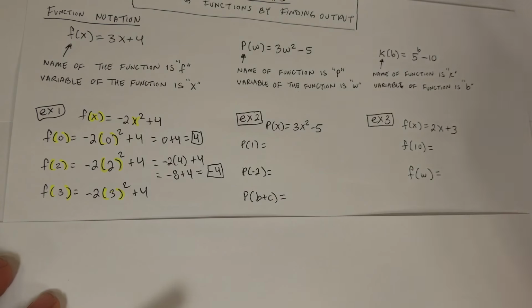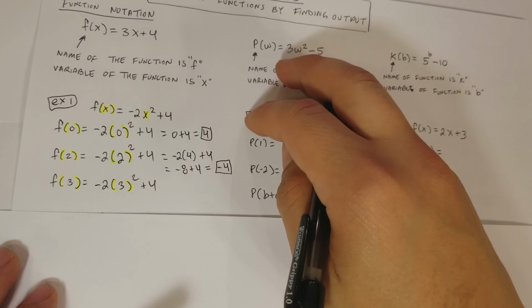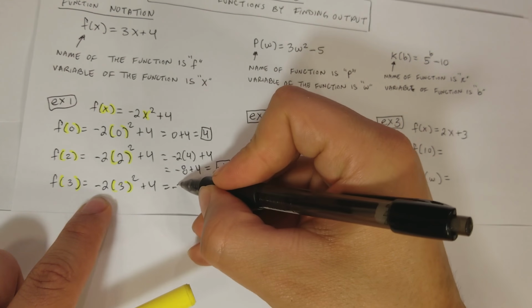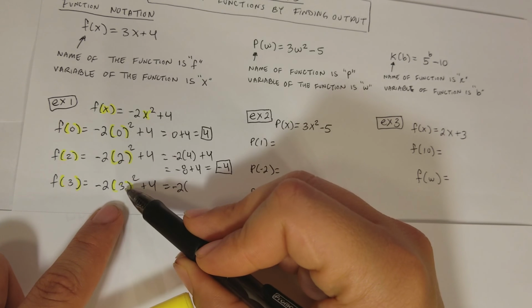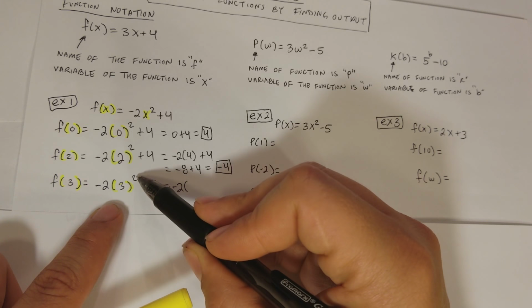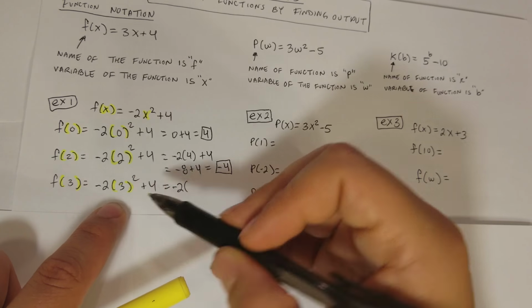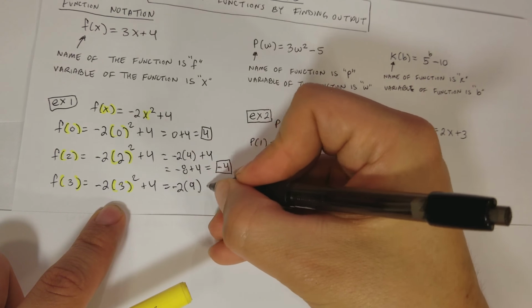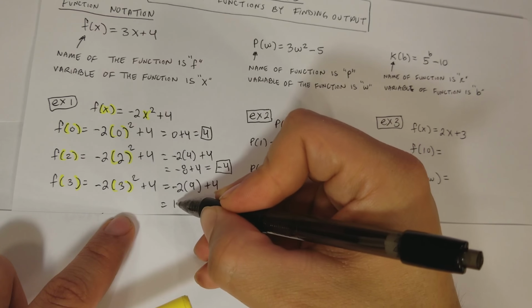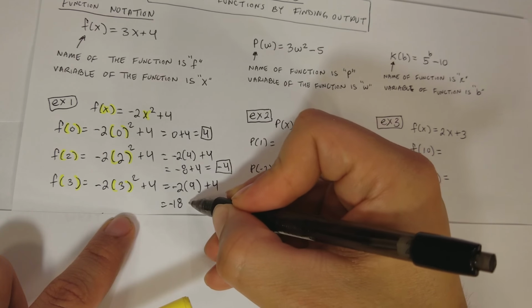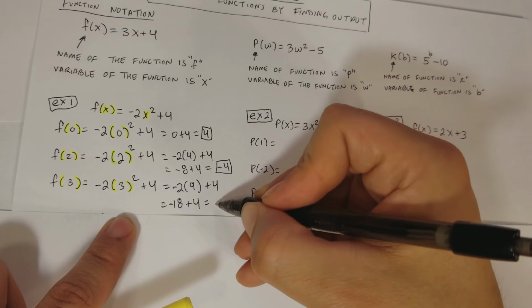So again, we have to use PEMDAS. So this is going to become negative 2 multiplied by 3 squared, which is not 3 times 2. Be careful with that. That means 3 squared, or 3 times 3, which gives us 9. And then at the end, we add 4 to that. So this gives me negative 2 times 9, which is negative 18. And then add 4 to that, which gives me a total of negative 14.